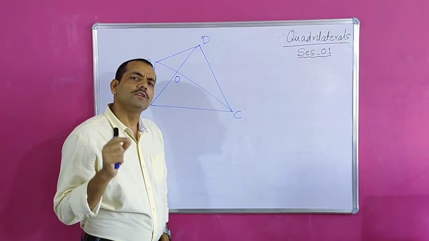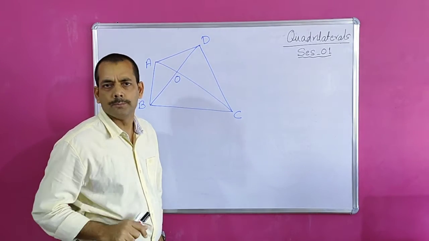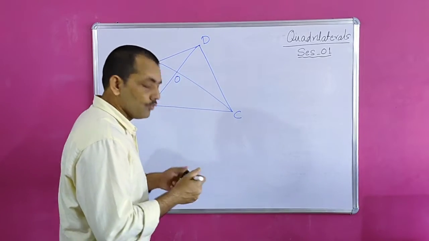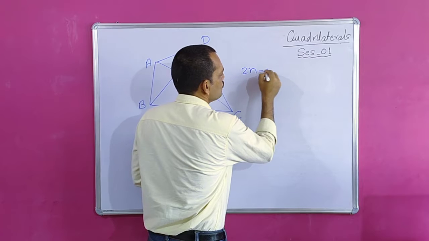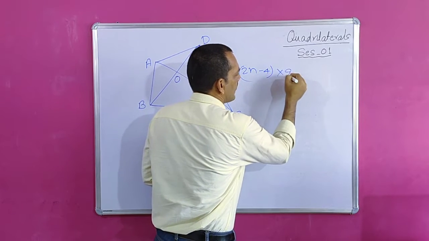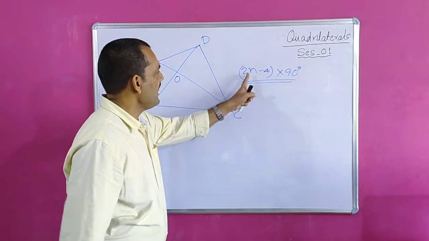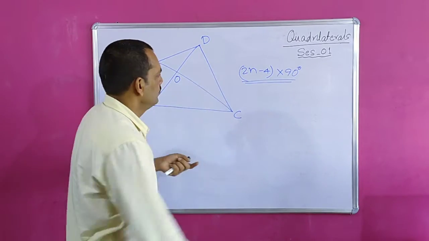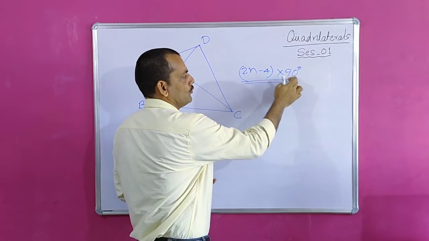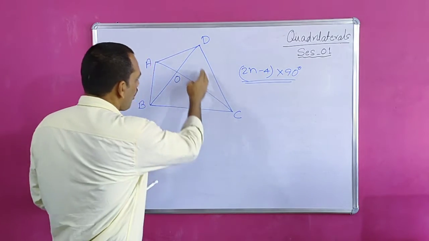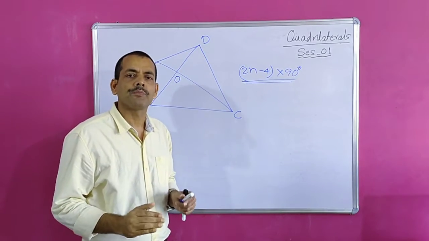What about the value of all the internal angles added together? Now, to find the value of all the internal angles, we can use the formula (2n minus 4) into 90 degree from polygons, where n is the number of sides. So if n is 4, 4 into 2, 8 minus 4, 4, 4 into 90, 360. Means all the angles of a quadrilateral add to 360 degree.